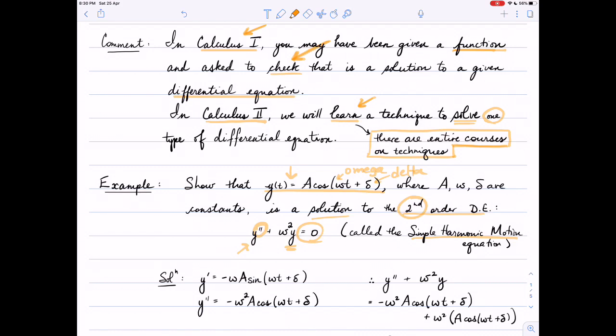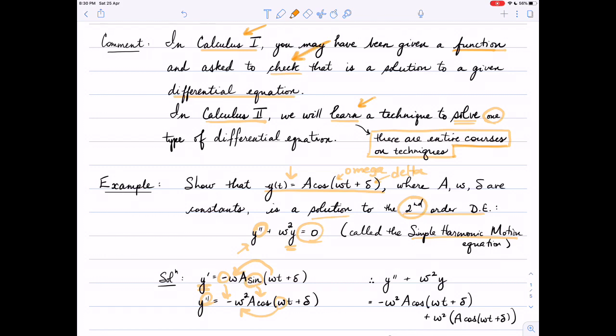To calculate the second derivative, first we need the first derivative. The derivative of cos is the negative sine, and with the chain rule, we get the constant omega out the front. The second derivative is the derivative of the first derivative. The derivative of sine is cos. The negative stays in place, and the chain rule gives us another copy of omega.